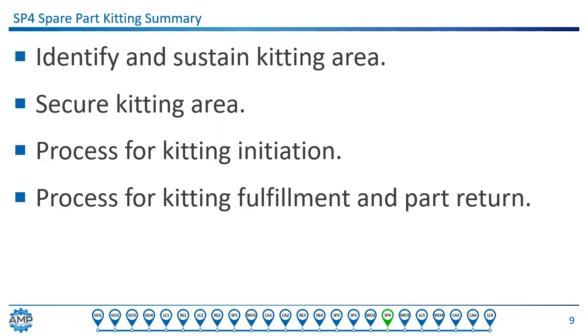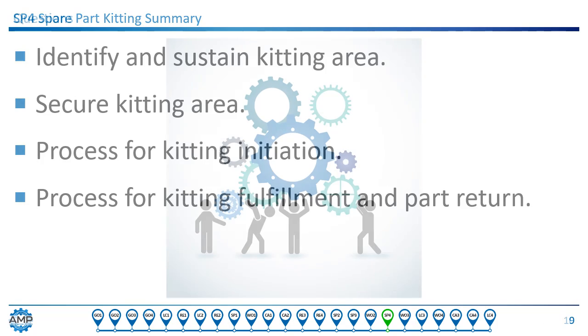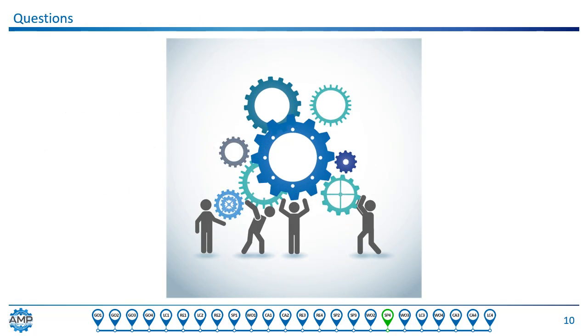To summarize, spare part kitting involves identifying and sustaining a kitting area, securing the kitting area, initiating kitting, and having a process for kitting fulfillment and part return. This concludes the spare part kitting process descriptions presentation.